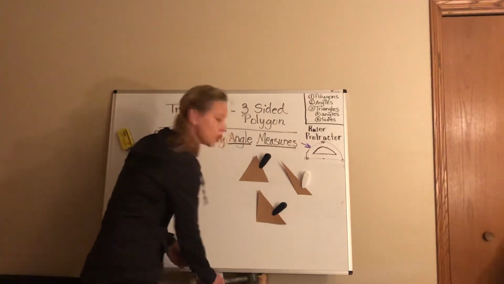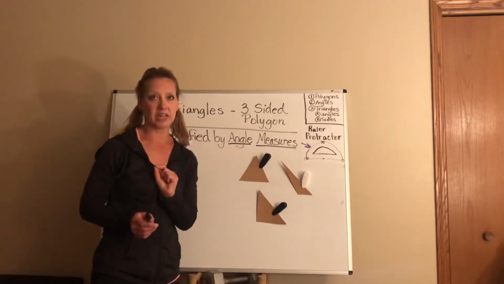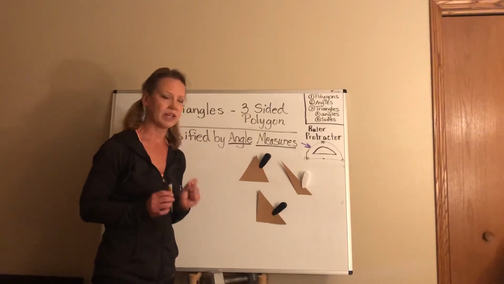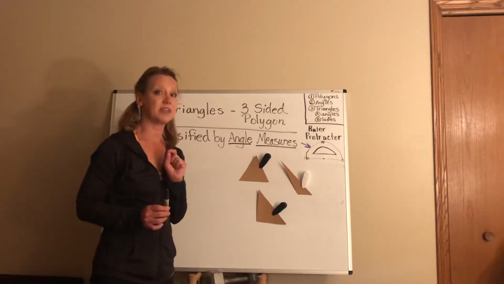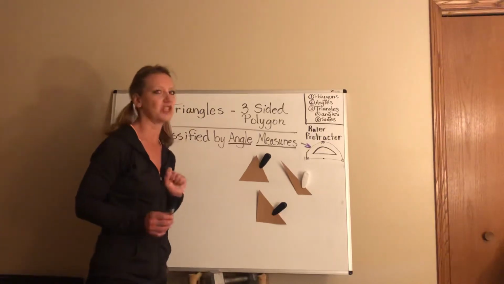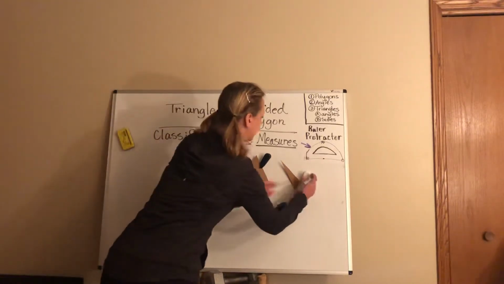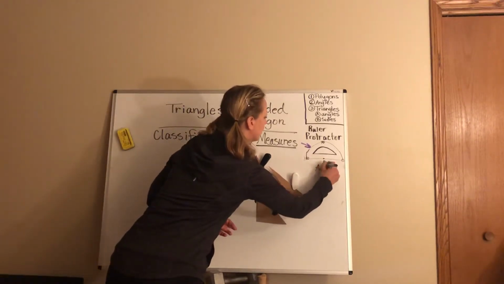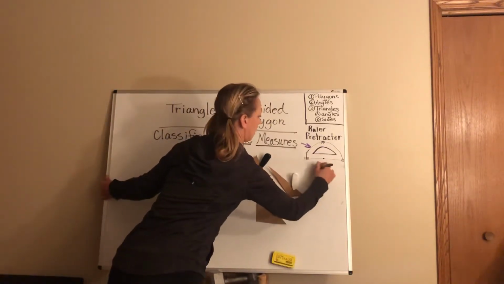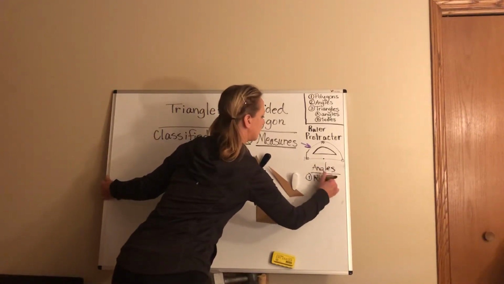So when you have a triangle that has just one 90-degree angle, you classify that triangle as a right triangle. All it needs is one right angle, and that's all you have to measure. You don't have to even measure the other ones. The other 2 are going to be acute. But if it has a right angle, it's a right triangle. So there you have it. So by angles, you have a right triangle.